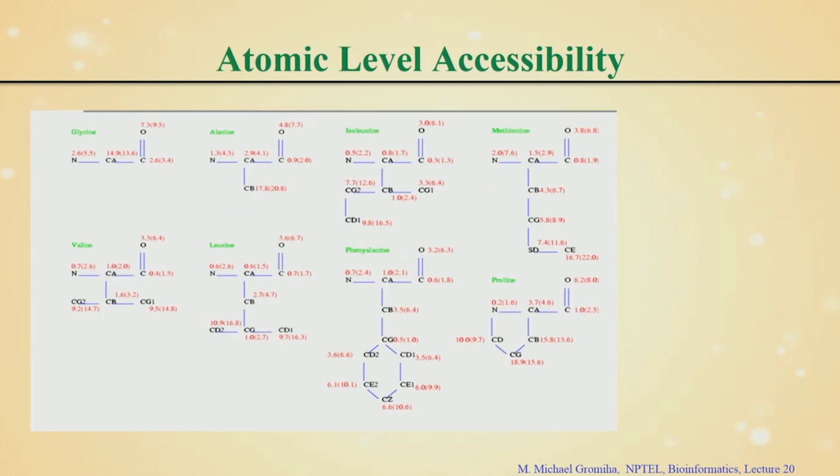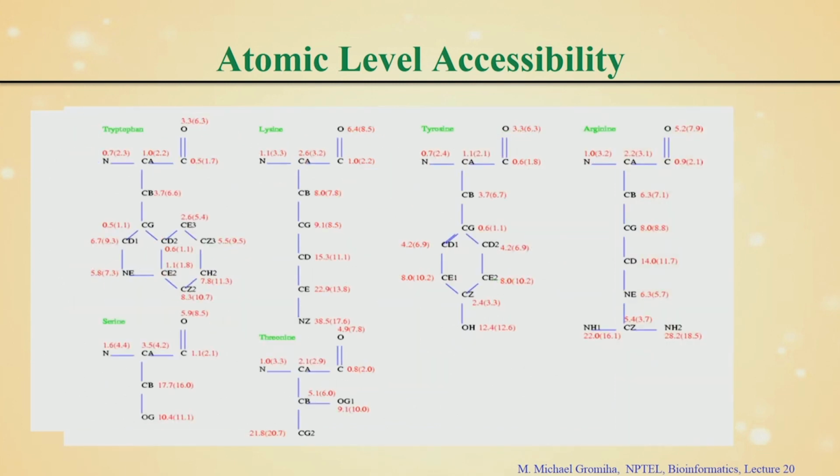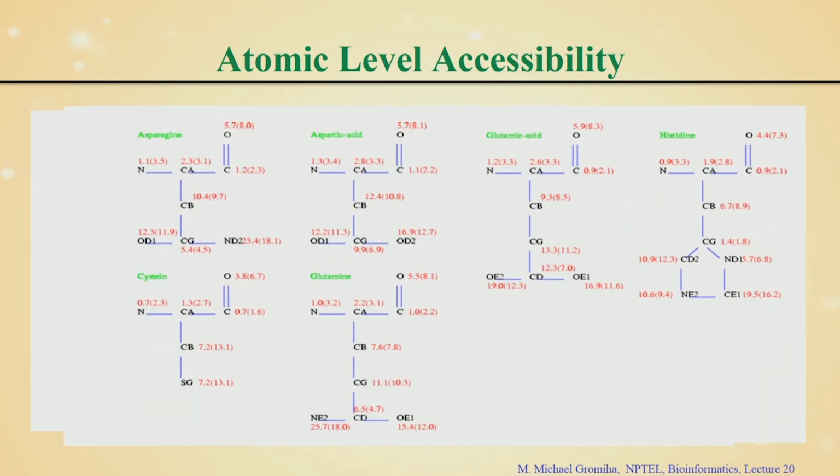So, here this is the atom-level accessibility. We can calculate for each residue and all atoms. So, this is for glycine, alanine, and for all the 20 residues we can have the extended state accessibility. You can have the values. These are the 20 different amino acids, we have the data for all the atoms, and this is for the extended state.